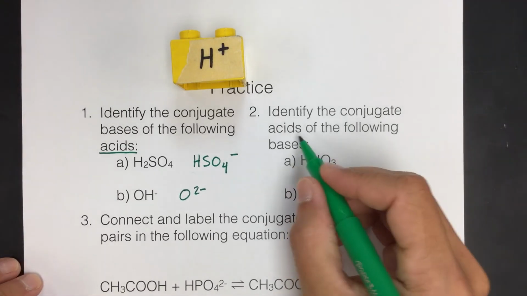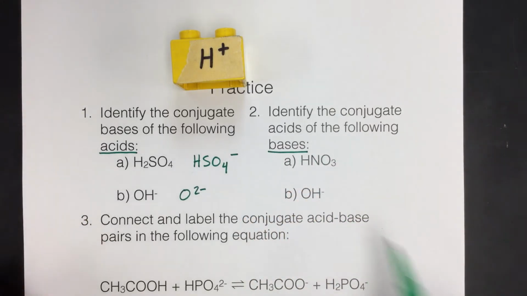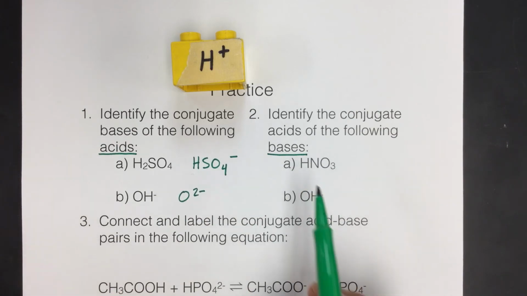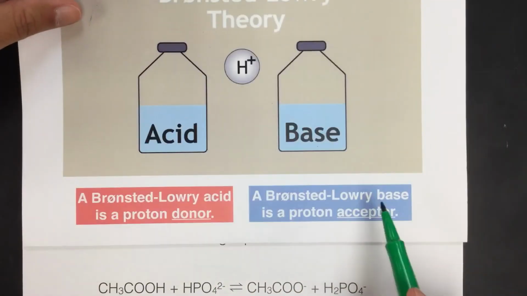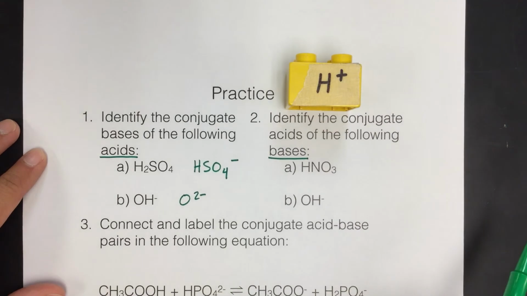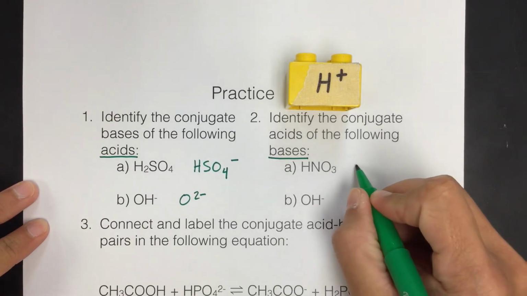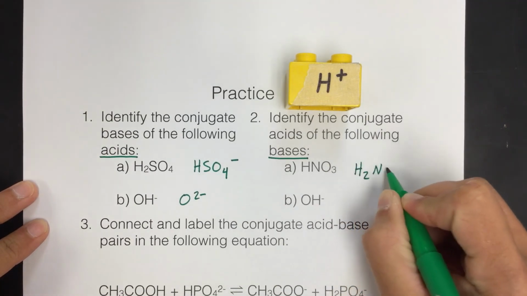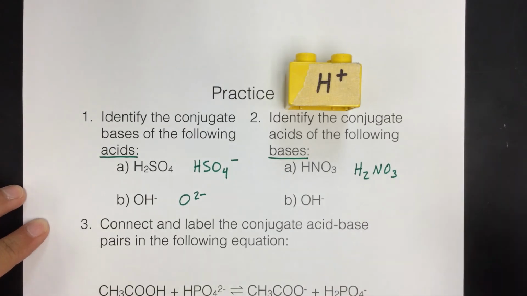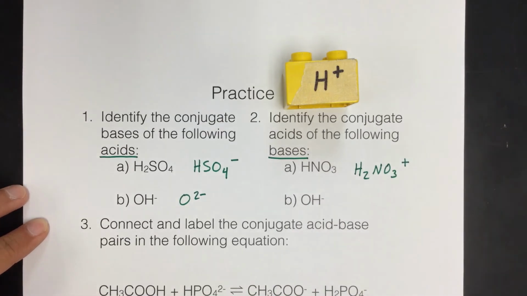So on the other side of that, on this one, number 2, it says to identify the conjugate acids of the following bases. So this time, they're telling you that these are bases. And according to our definition, a base is a proton acceptor. So now when we look at these, we need to add an H+ to these. Okay, so starting with HNO3, we're going to add the H. So now it's going to be H2NO3. And we have to add the positive charge. So it went from neutral, it's going to become more positive. So H2NO3+. And then the next one, we already had it over here, but this time it's a base.